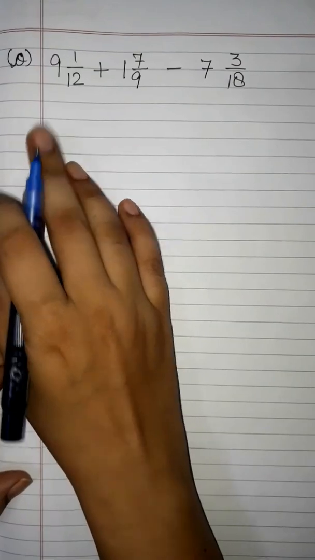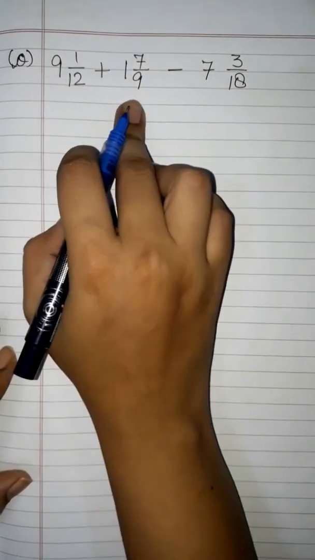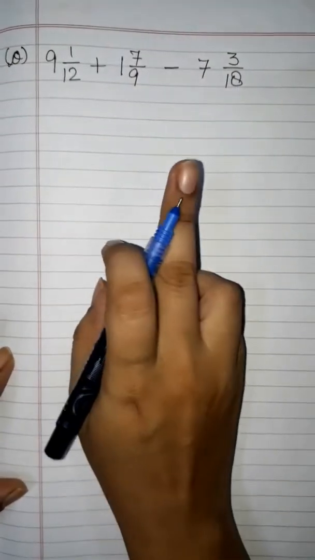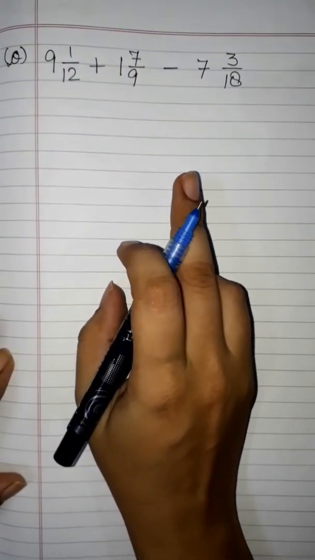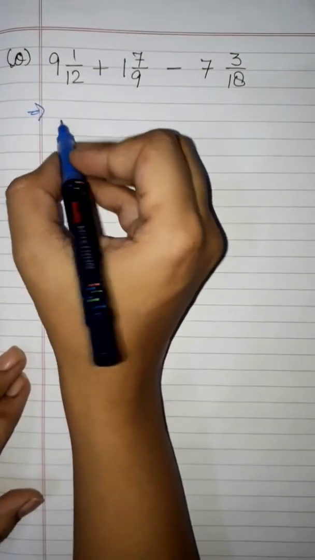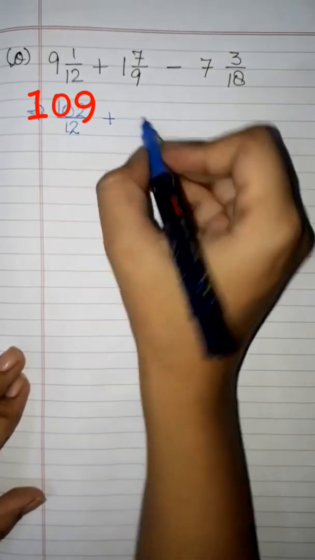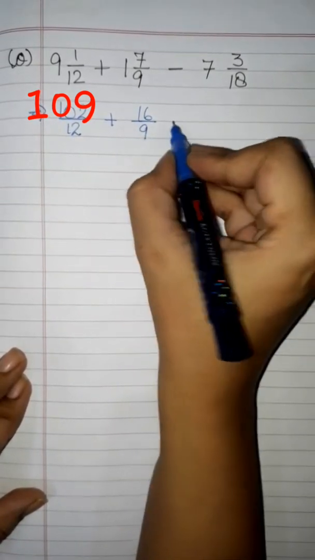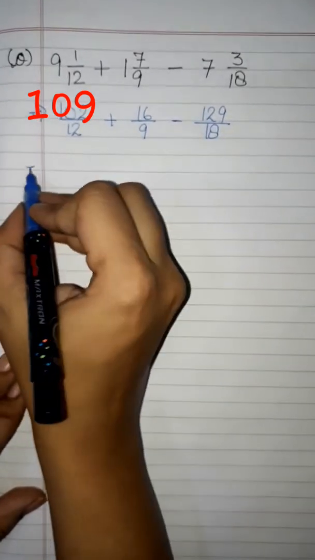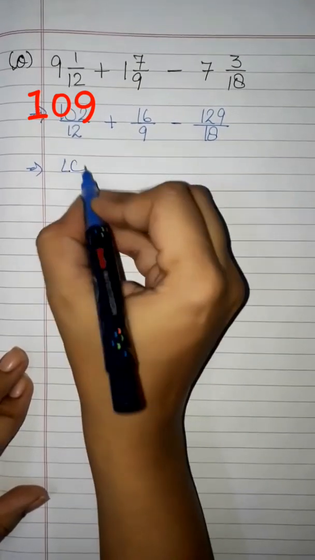Children, now the last part, one more question I am explaining. In this you have to do simplification, addition as well as subtraction. Don't forget the BODMAS rule. We will always do by BODMAS. First change into improper fraction. It will be 102 by 12. It will be 16 by 9 minus 129 by 18. Now the next step is to make the denominator same by LCM.